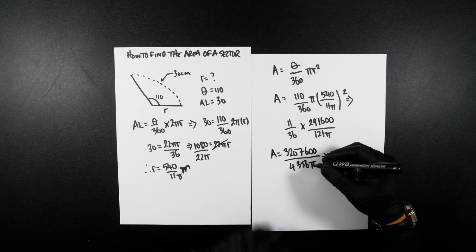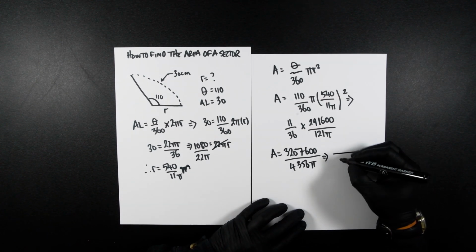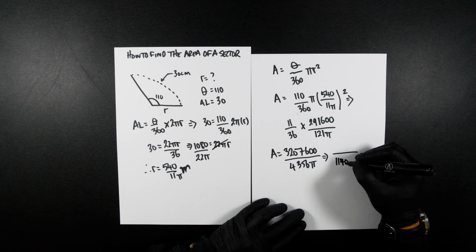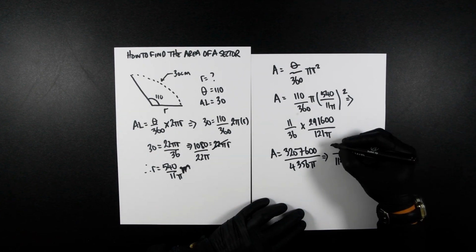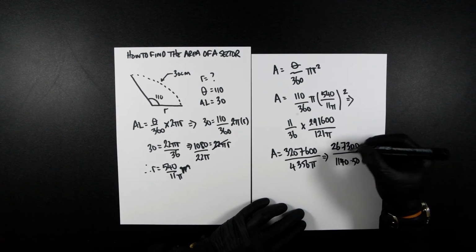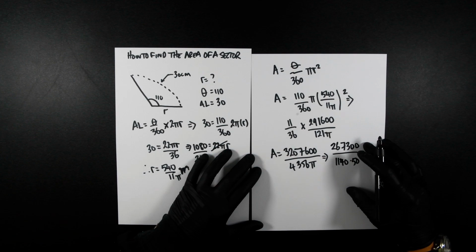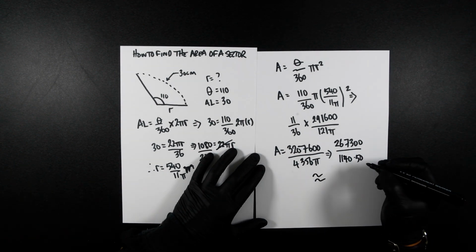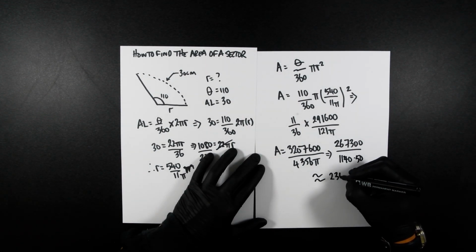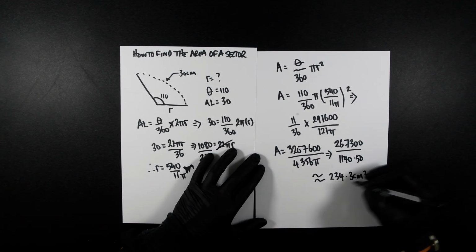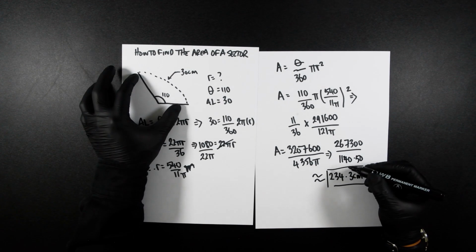So let's do, what's that? 3.14 times this is going to be 1140.50, and then this is going to then be 2673. Yeah, that's simplified out a little bit. And that means if we now simplify it again into centimeters squared, you're going to get 234.3 centimeters squared. So this here is the area of this sector.